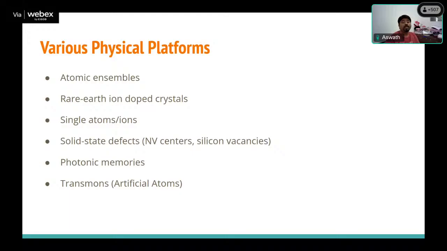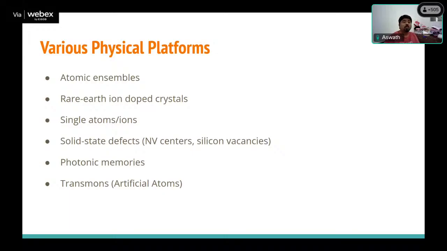Photons are the flying qubits. In fact, photons travel along with a memory stored in the form of their polarization. So that also we'll discuss slightly. And at the end, the mostly used quantum memory is something called artificial atoms, known by the name transmons. They're simple electronic LCR circuit resonators. They mimic the nature of atoms. We'll see that also in detail a little bit. Okay, fine.